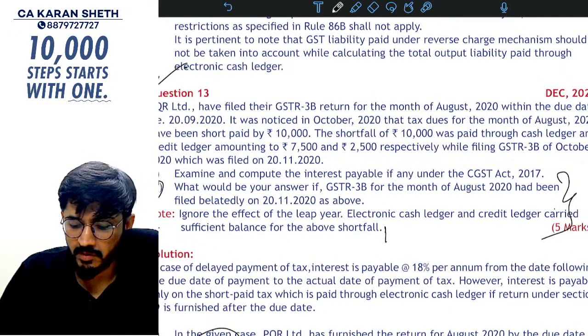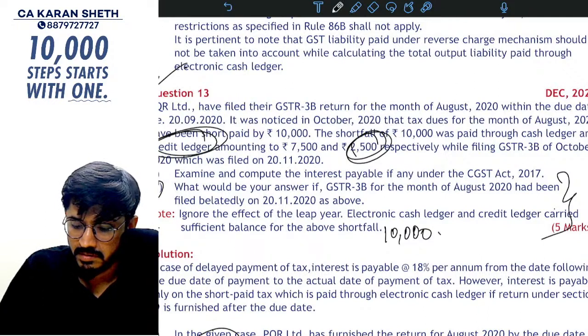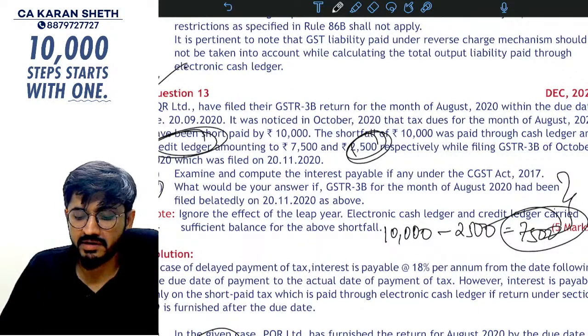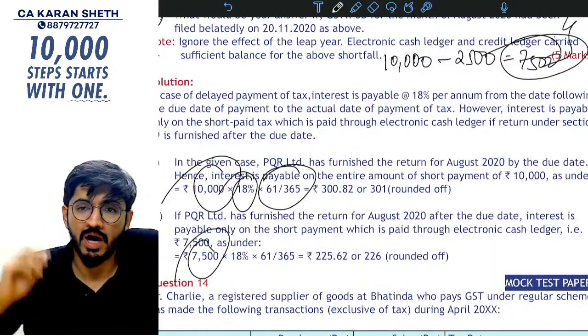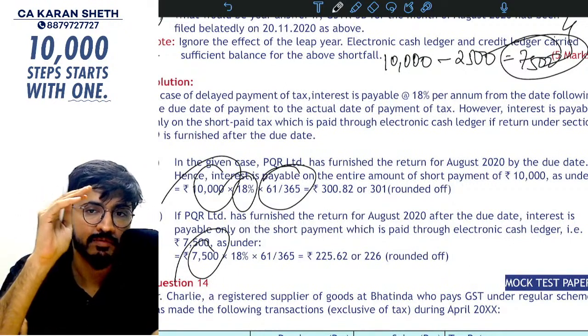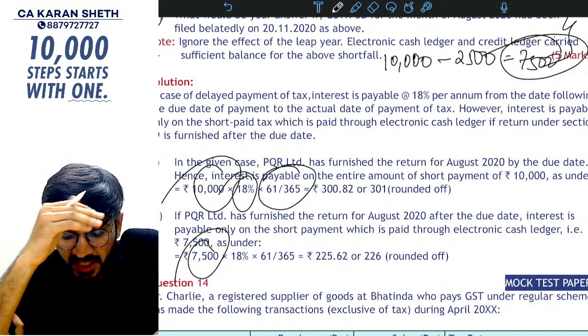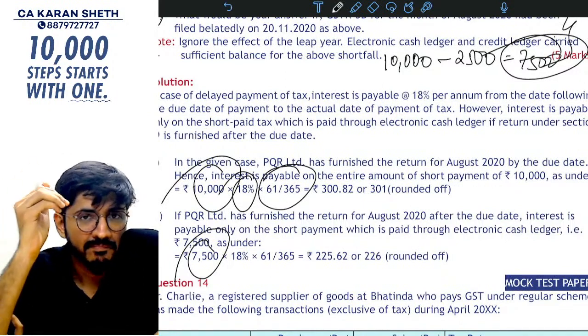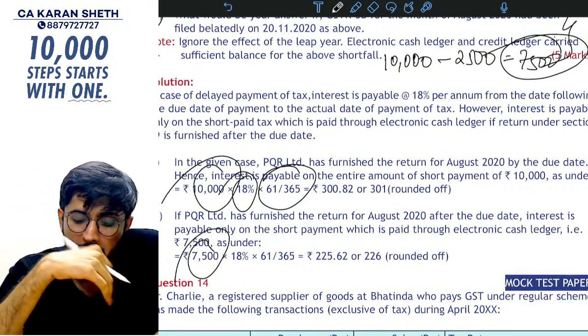Yes, it will be 10,000 minus ITC is got it, 7,500. Perfect. Okay, so I will reduce my liability with the help of ITC, and whatever remaining amount comes, that will be my net tax liability. That will be my net tax payable. Okay, that's it. Perfect.